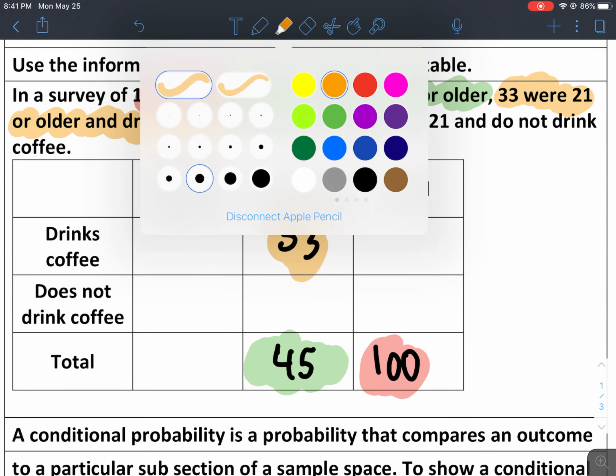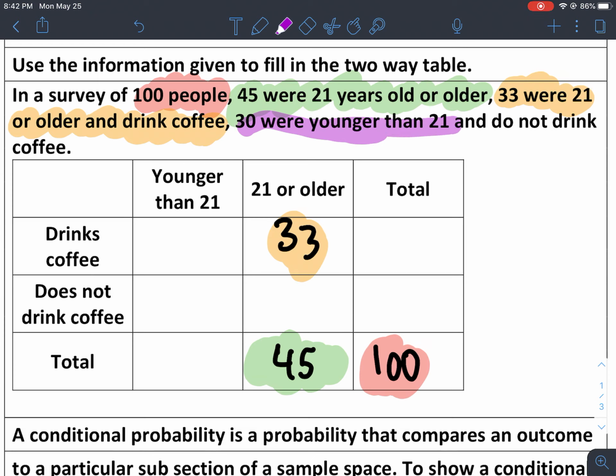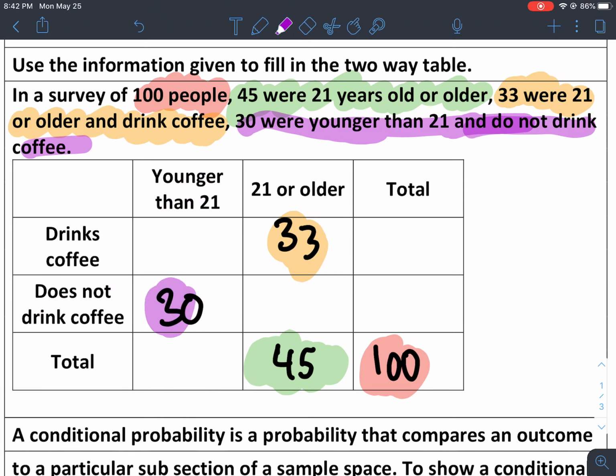And lastly, we have that 30 were younger than 21, so that's this section, and do not drink coffee. So our intersection there between younger than 21 and not drinking coffee is right here. So there are 30 that go in there. So that's the data the problem gives us. And it asks us to fill in the whole two-way table.